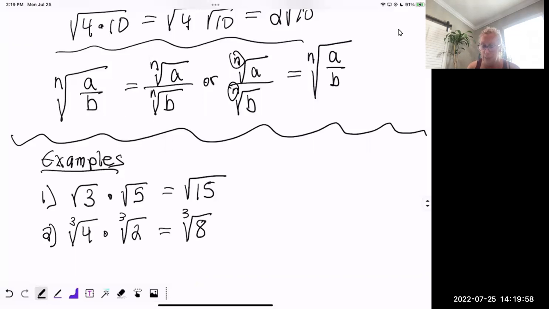And now look what happened. I can't simplify that, but I can now simplify that because that is just 2, because 2 times 2 times 2 is 8. That's the reason you want to be able to do this, because then you can simplify them.